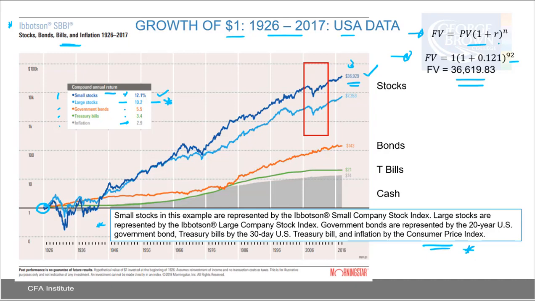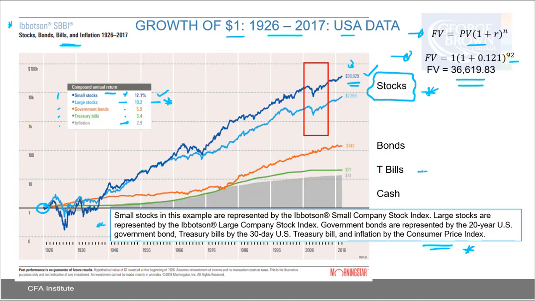equals present value times (1 plus r) to the n. Future value is that $1 times (1 plus 12.1%) to the power of 92. Future value equals 36,619, okay? But the key message that is coming out of this is that if you want to grow your capital, then you want to be invested in stocks, okay?